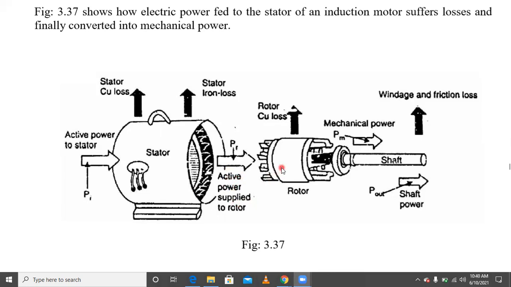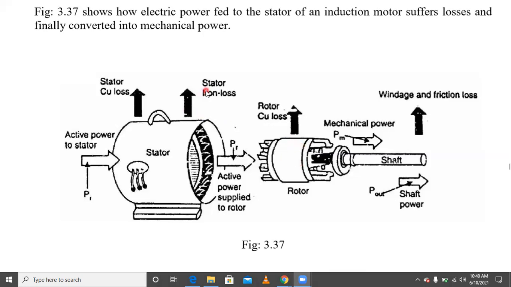Understood? Based on the induction principle, this is the active power fed to the rotor circuit. And then the rotor has some losses, rotor copper losses. Rotor copper loss takes place in the winding. The rotor is made of winding in a slip ring induction motor, and copper conducting bars or aluminum conducting bars in the rotor. Because of that, loss takes place, but there is no iron loss. Iron losses are very, very small because our rotor frequency is very, very low. That's why the iron loss is negligible in the rotor.